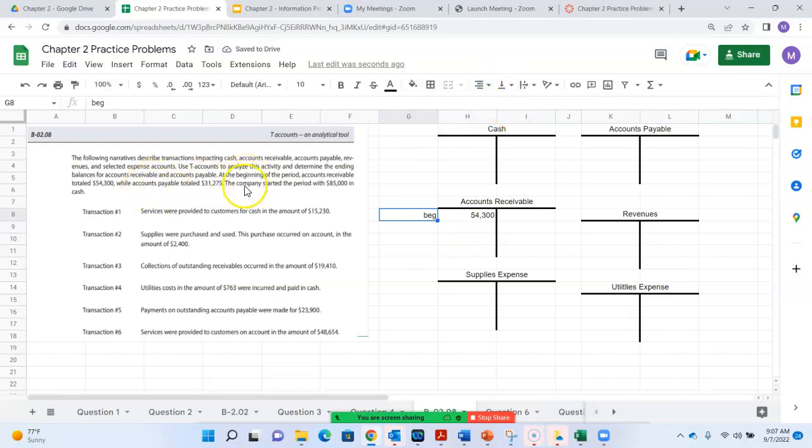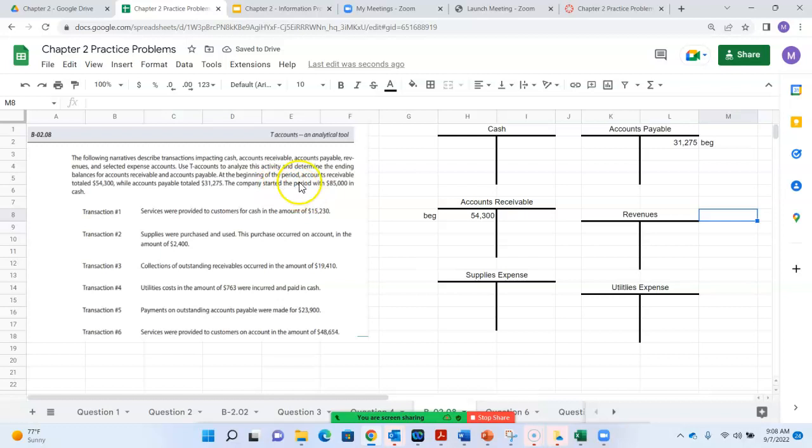So they gave us that, and they said at the beginning of the period, accounts receivable was that, while accounts payable totaled $31,275. So let's go to accounts payable. Accounts payable is a liability, right? Anytime you hear the word payable, you should be thinking, oh, this is an obligation that the company has or owes. So it has a typical credit balance. So our beginning amount is $31,275. And off to the side, I'm going to write beginning.